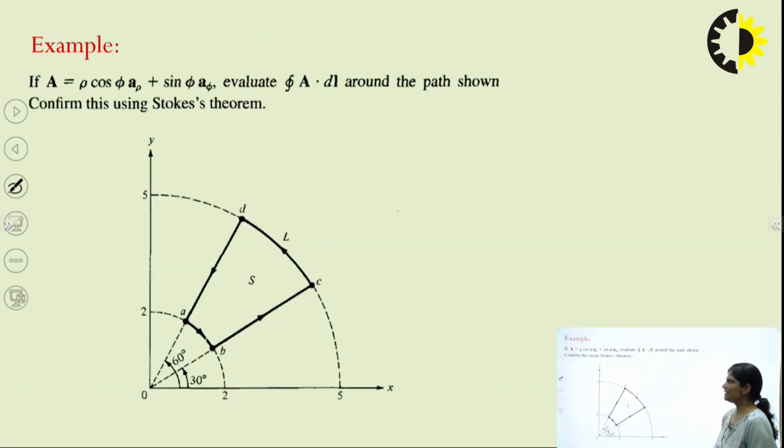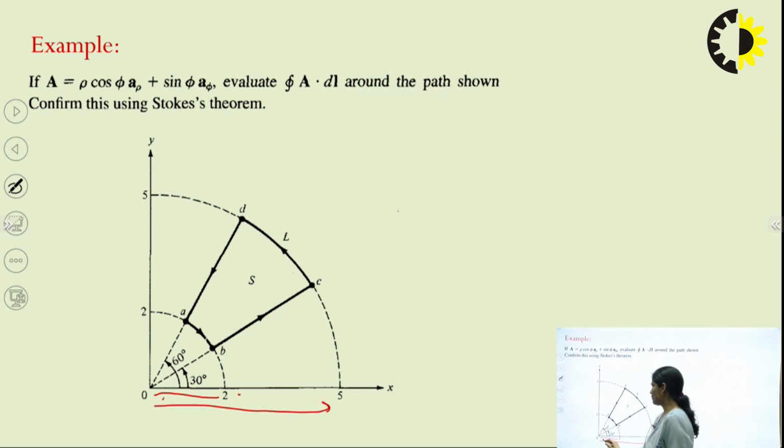Now let us take another example. A is equal to rho cos phi unit vector of rho plus sin phi unit vector of phi. Now evaluate closed line integral A dot dl around the path shown in figure and confirm this using Stokes theorem. So this is your figure. Now this is x-axis, this is y-axis. Rho is here, rho is equal to 2, and from origin to this part rho is equal to phi.